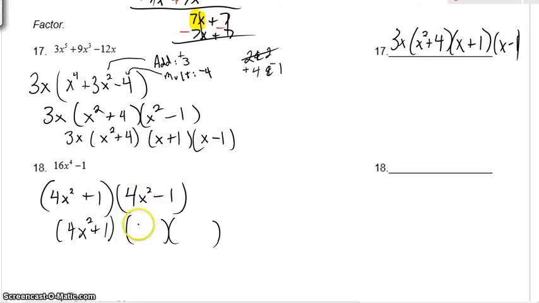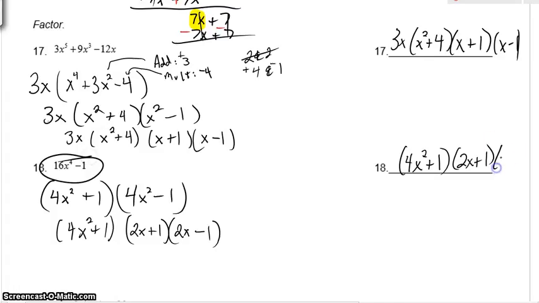That is a difference of squares. This would be 2x and 2x. Of course, we'd need a plus 1 and a minus 1. And that's as far as we can go. So when you just see two terms that you have to factor, they're being subtracted like we have right here, that's really telling you to try a difference of squares.